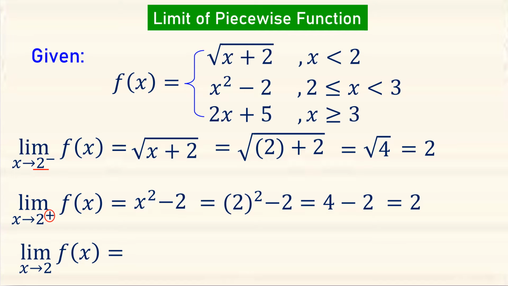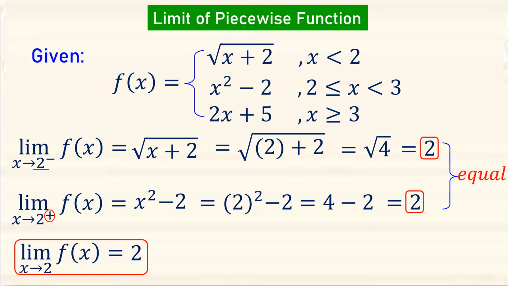And then we are going to determine the limit of f(x) as x approaches 2. In this one, we are not going to solve. Let us analyze the limit of the function f(x) as x approaches 2 from the left and from the right. Since it is equal to 2 and equal to 2, they are both equal. So the limit of f(x) as x approaches 2 is equal to 2.